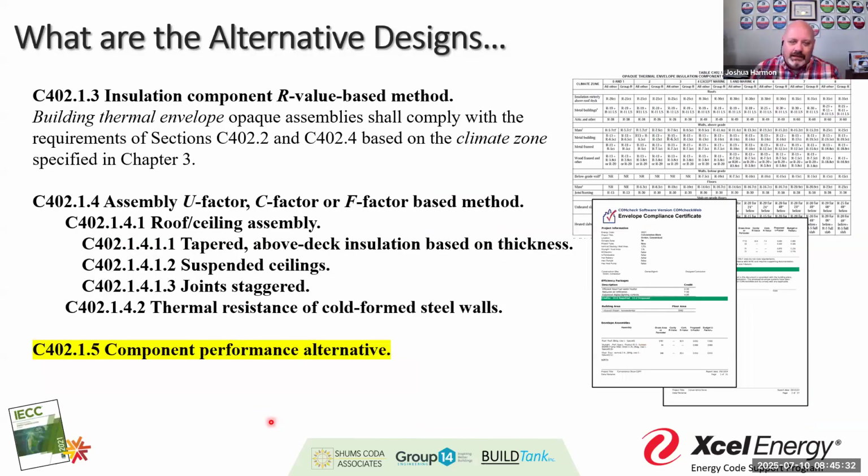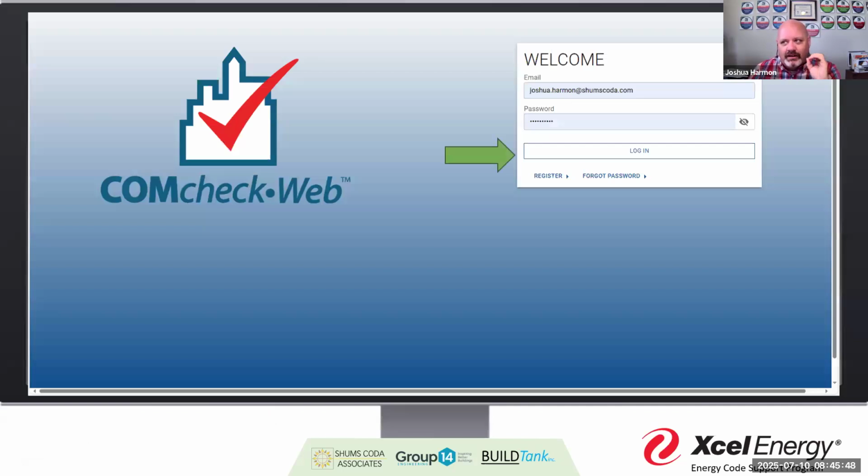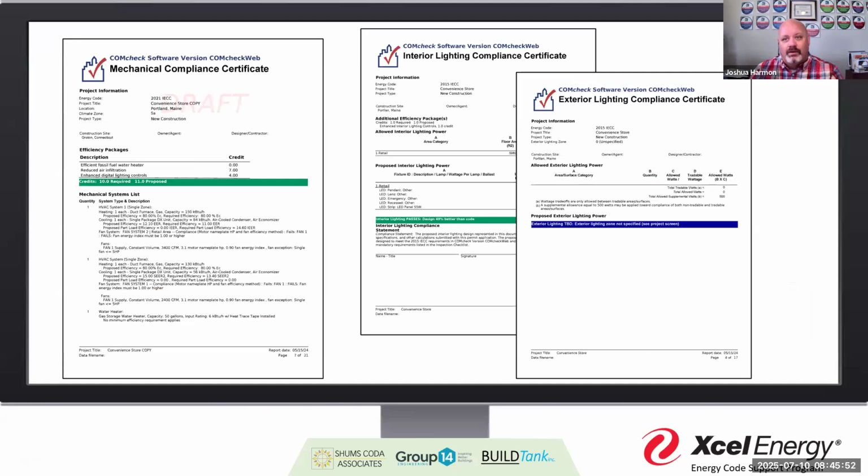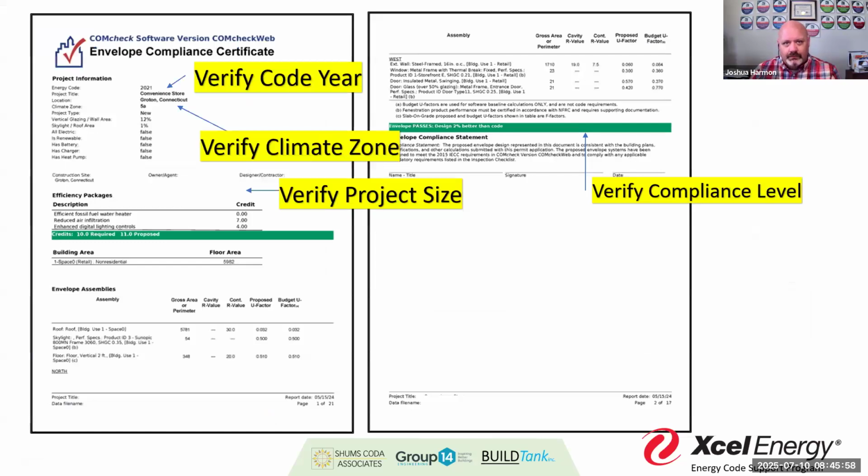I've had designers confused on this phrase before. They've told me we're using the performance alternative ComCheck. And it's like, well, that's for the envelope, right? That's just for the envelope. When we start talking about ComCheck, remember the ComCheck is just giving us a report of the envelope, and everything else we're just typing in values, right? It does the calculation for the envelope, and that's where we're going to verify certain information.